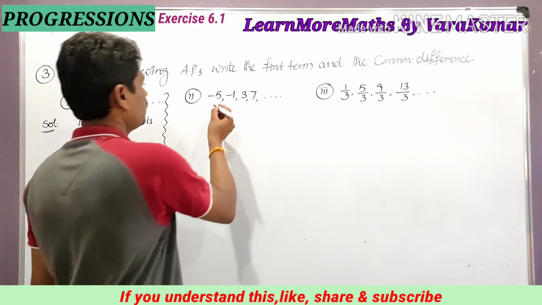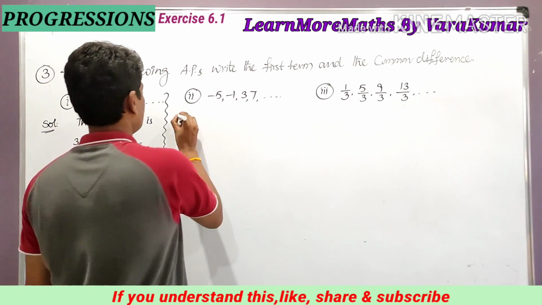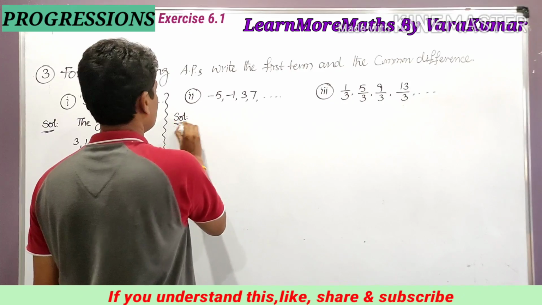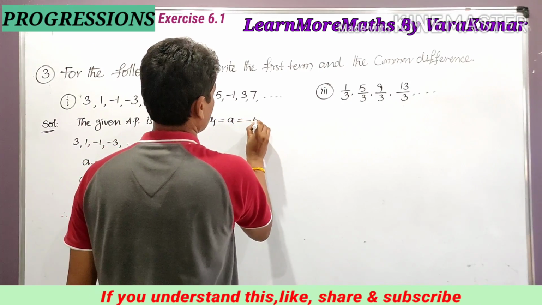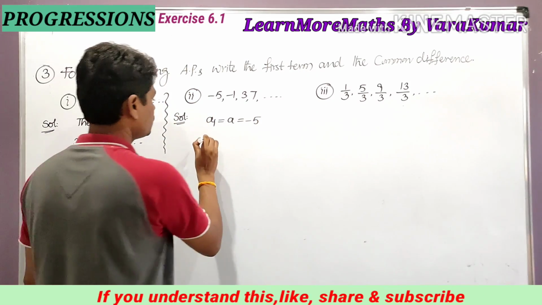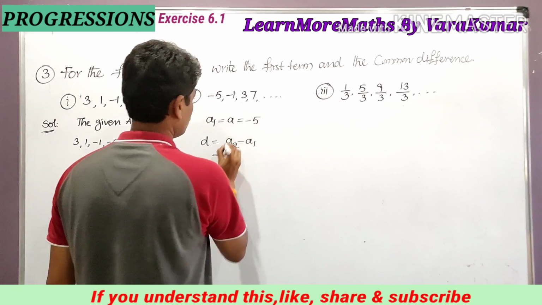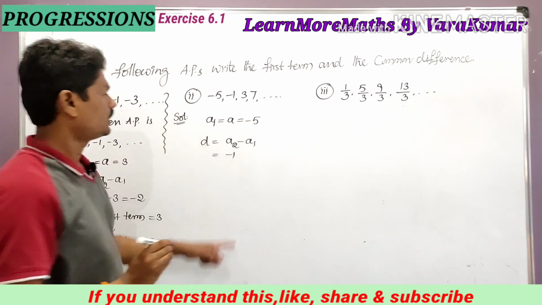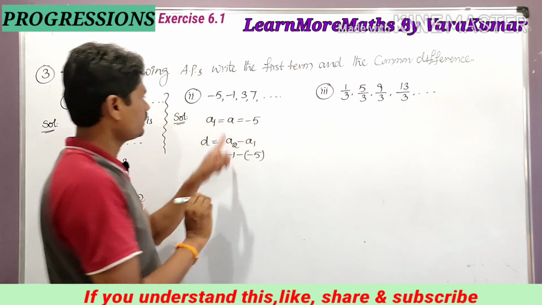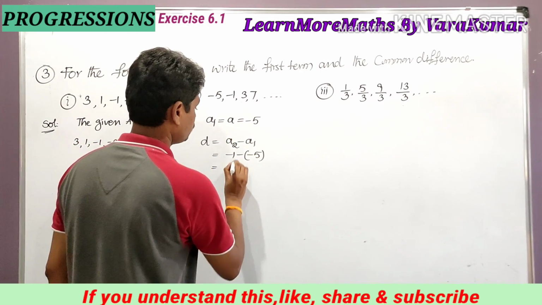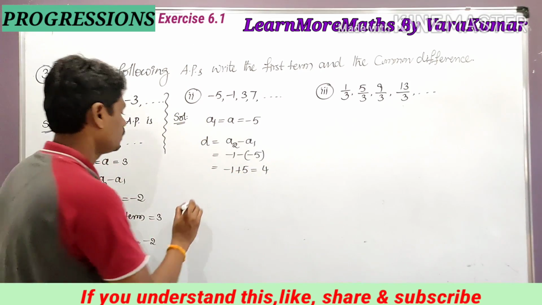Second bit, again he has given minus 5, minus 1, 3 and 7. So see, student, this is the given AP. So the first term a1 is equal to a, which is minus 5. The common difference d is equal to a2 minus a1. So here a2 is minus 1, student. A2 value is minus 1 minus a1, which is minus 5. So that is minus 1 minus into minus, plus 5. Minus 1 plus 5 is plus 4.